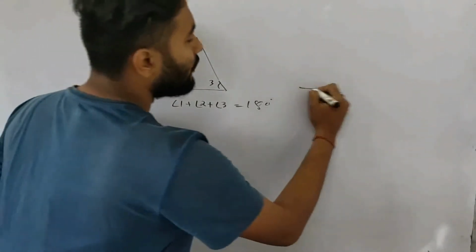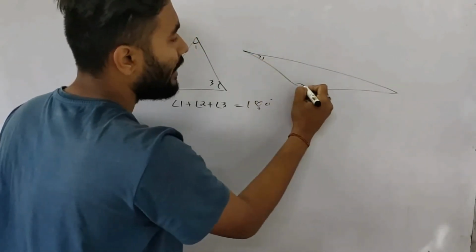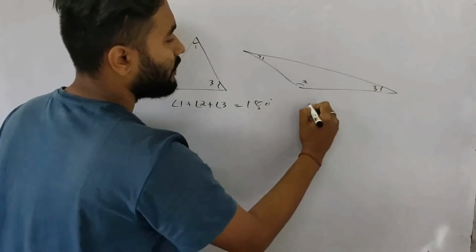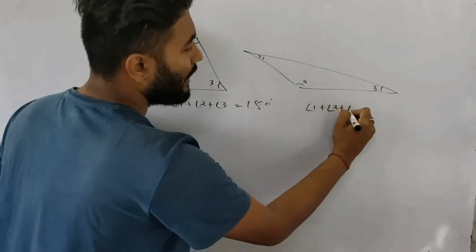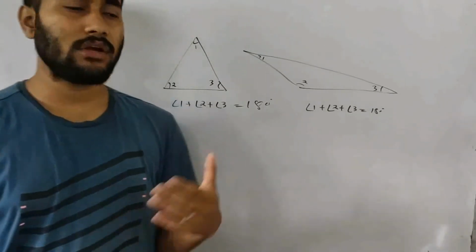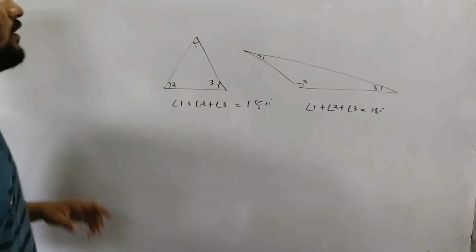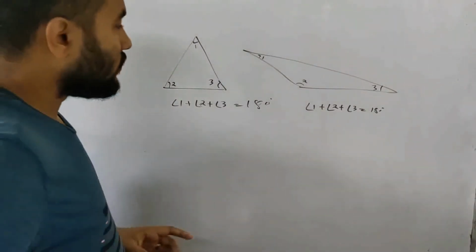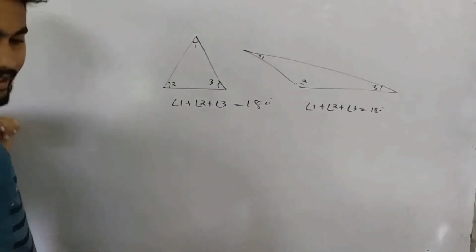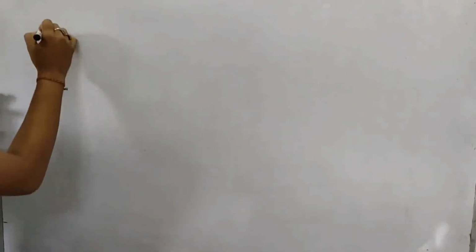Okay, any triangle you draw, say like this, and like this. Say angle 1, angle 2, angle 3. It will always be 180 degrees. You can draw, you can measure by protractor and you can check. It will always be 180 degrees, okay? This is the first property. This property is known as angle sum property. Angle sum property, okay?